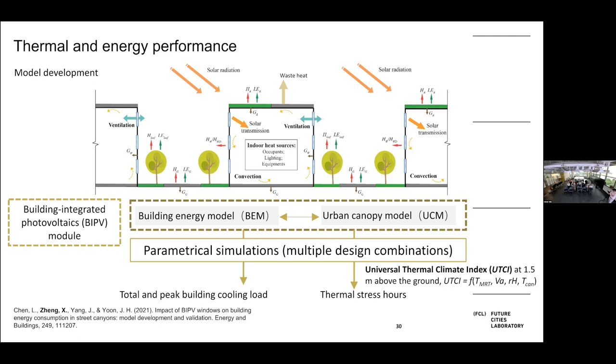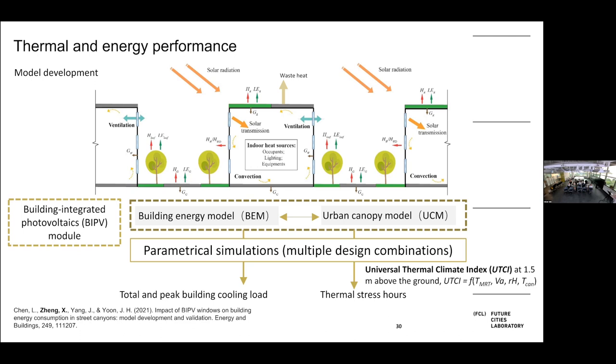The building cooling load is also from this. It's from the building energy model, because I have the building energy model embedded inside the chemistry model. So the output of the building energy model includes the total and peak building cooling load. It's actually an hourly building cooling load, and then we can calculate the total and the peak. So it's a theoretical claim, based on theoretical knowledge equations.